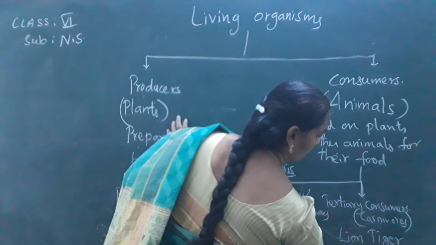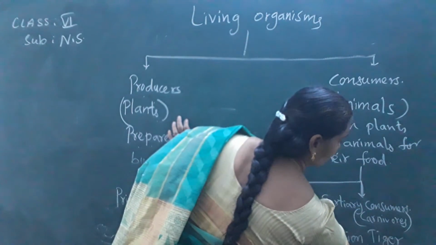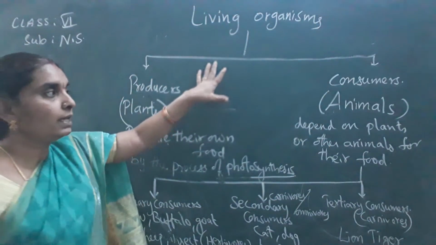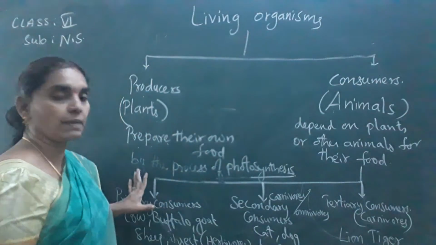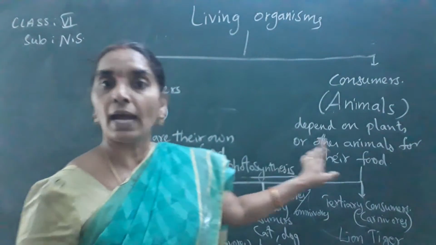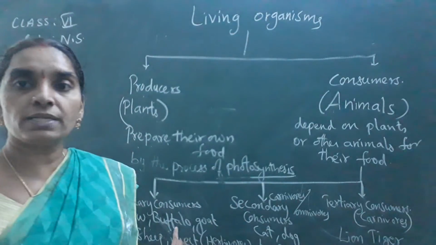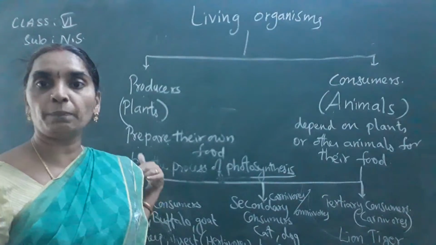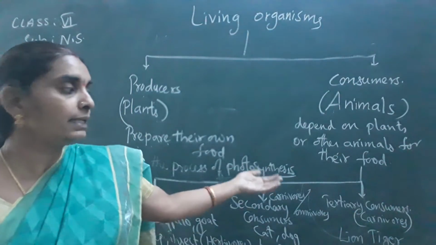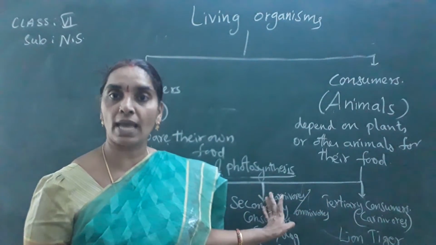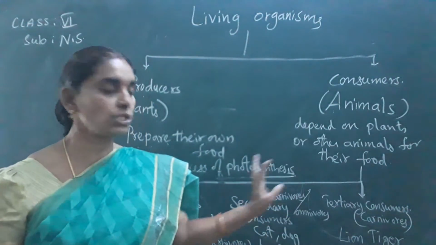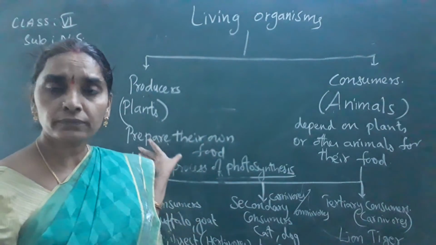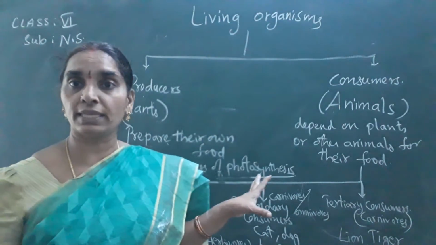Okay children, hope you have understood now the classification of the living organisms. Here the consumers are divided into primary consumers, secondary consumers and tertiary consumers. Primary consumers depend on plants and plant products. Secondary consumers depend on either plants or animals for their food. Tertiary consumers depend on only animals for their food. So they are completely flesh-eating animals. We can say carnivores. So this is about the consumers which take their food.